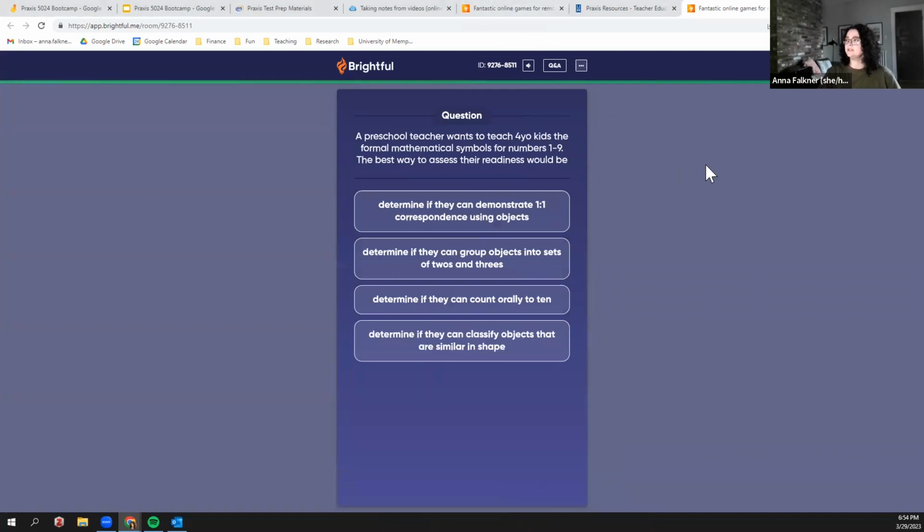All right, question 3. A preschool teacher wants to teach 4-year-old kids the formal mathematical symbols for the numbers 1 through 9. The best way to assess their readiness would be: determine if they can demonstrate one-to-one correspondence using objects, determine if they can group objects into sets of 2s and 3s, determine if they can count orally to 10, or determine if they can classify objects that are similar in shape. Which one will they need before they can learn the symbols for numbers 1 to 9?